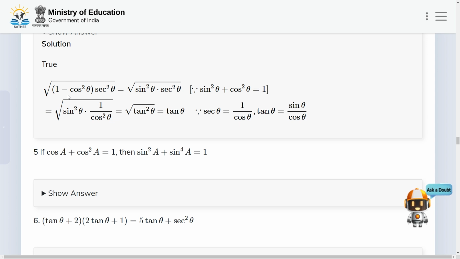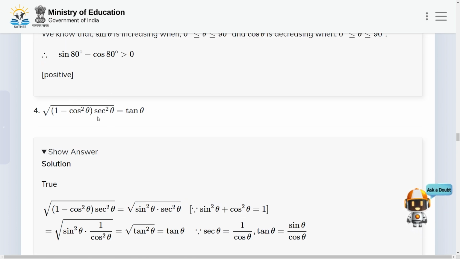Since we know sec theta is equal to 1 by cos theta, and tan theta is equal to sin theta by cos theta, using this formula we get square root of 1 minus cos square theta times sec square theta is equal to tan theta. And in our statement this is given as well, so it is a true statement. And now let us move to next question.